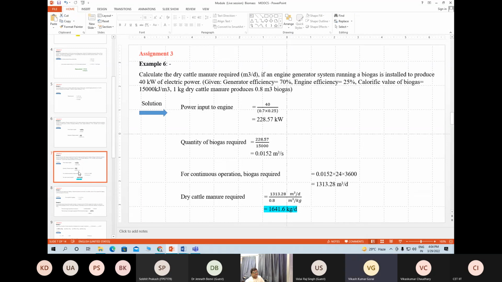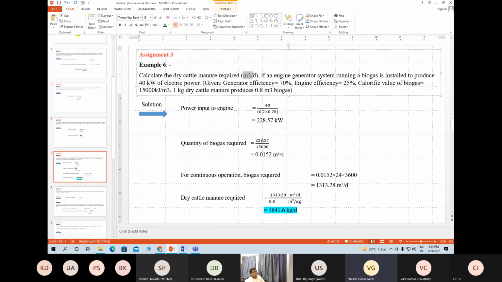You are right, kilogram per day. But what is written in the question, sir? Actually, we have to find the dry cattle manure required, in meter cube per day. There was a typo mistake there, meter cube.